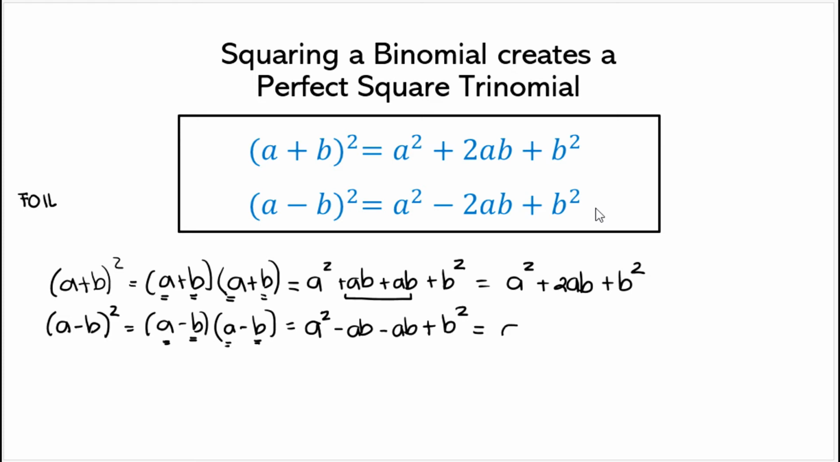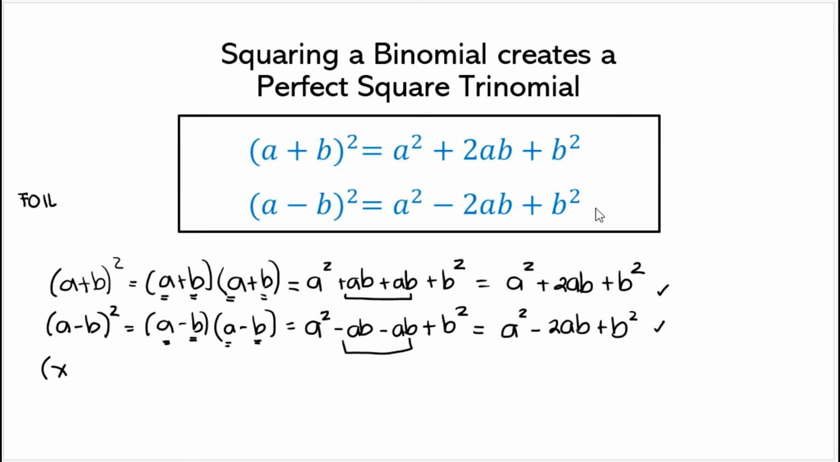Simplifying the terms, we have a squared. Combining like terms, we have negative 2ab. And the last term is plus b squared. So, etong dalawa dito sa dulo is what we call the perfect square trinomial na galing sa square of a binomial.